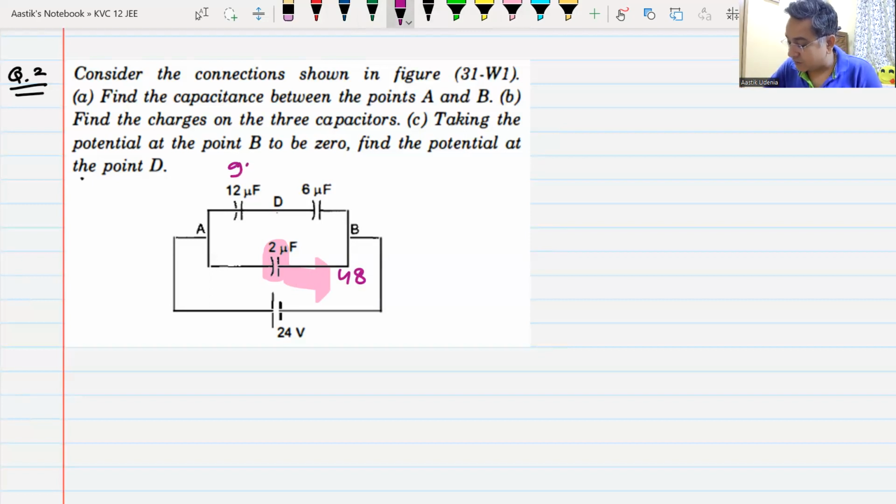Okay. Now we have woken up. Good. Good to wake up. 96, 96. Taking the potential of point B to be 0, so this point is 0. What is the potential of point D? Can I have the potential of point D?